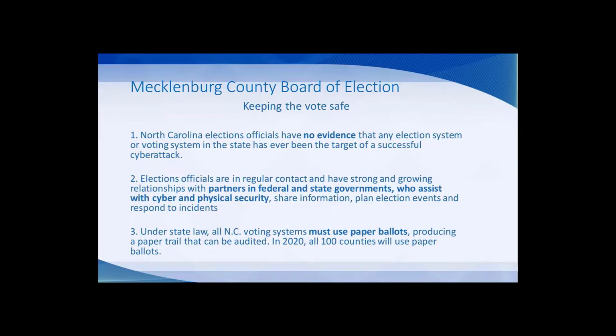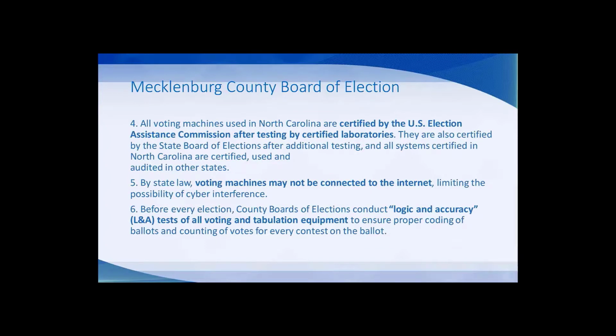North Carolina election officials have no evidence the state voting system has been successfully cyber attacked. Every effort and collaboration with federal and state experts are made to continue physical and cyber security. Under state law, all North Carolina voting systems must use paper ballots, including a paper trail for audit. All voting machines in North Carolina are certified by the U.S. Election Assistance Commission after testing by certified laboratories.